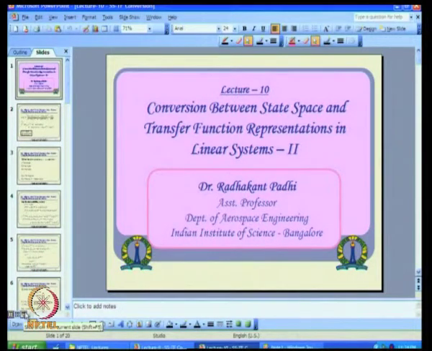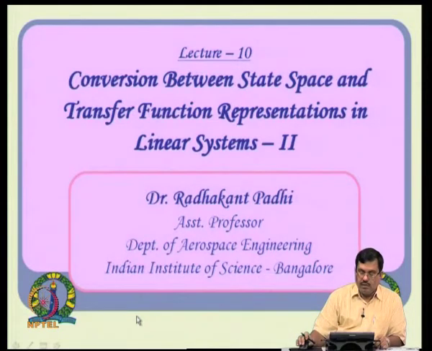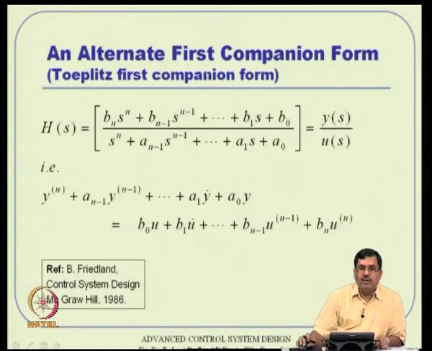In the last lecture we saw the first companion form and Jordan canonical form. I will continue our discussion with further things here. The first thing is an alternate first companion form, sometimes called the Toeplitz first companion form. We will see why this name pops up, and this is the reference from where I have taken it. We start again with the transfer function in this form, then multiply both sides and write it in the standard differential equation form.